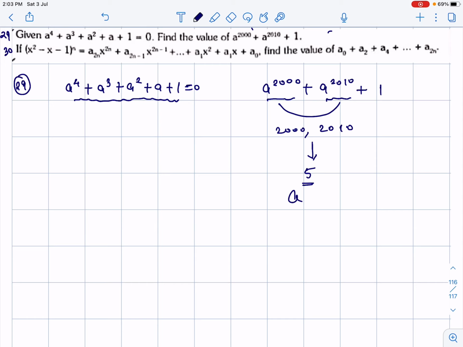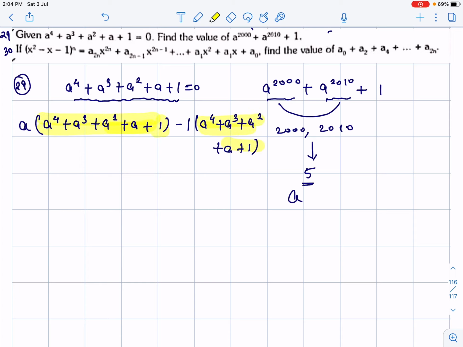Now you might be wondering how I'm going to get the value of a^5. For that, guys, I'll multiply a^4 + a^3 + a^2 + a + 1 with a, and I'll subtract a^4 + a^3 + a^2 + a + 1 from it. That will become what? 0 only. Why will it become 0? Because this thing is 0, you know, and even this thing is 0, you know. So a multiplied by 0 minus 1 multiplied by 0 will be what? 0 only.